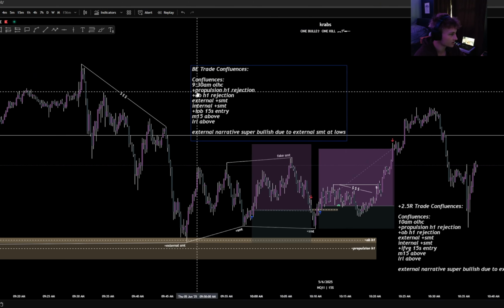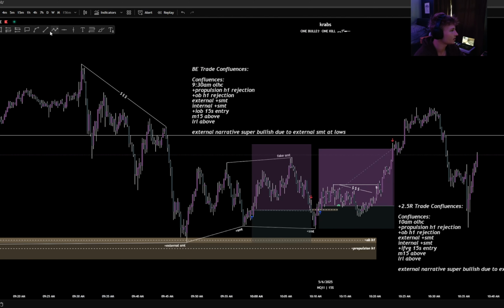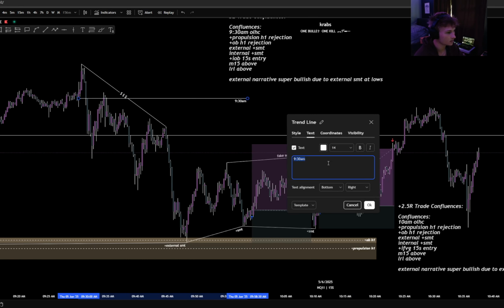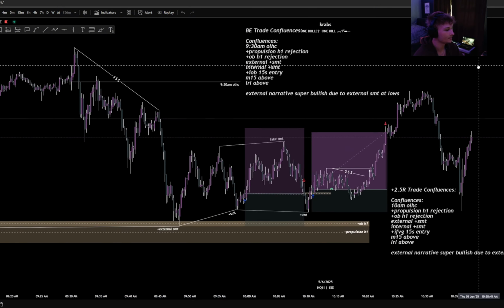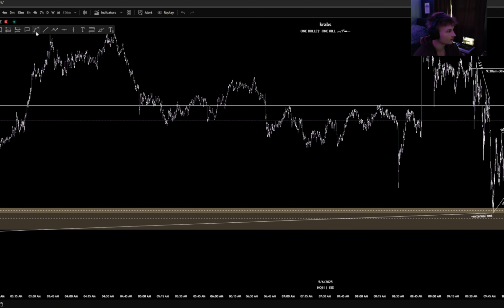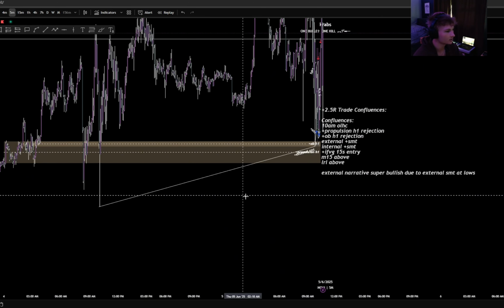Pretty much confluences were 9:30 a.m. If we look at 9:30, we opened up right here, and we just manipulated lower at 9:30. So we had an open low high close at market open, and we've manipulated into an external SMT at the lows, which we had right here. If you look at the higher time frame, pretty significant SMT here at the lows.